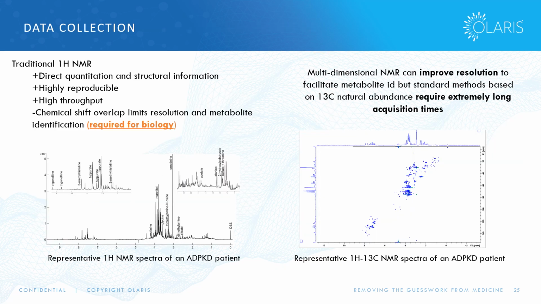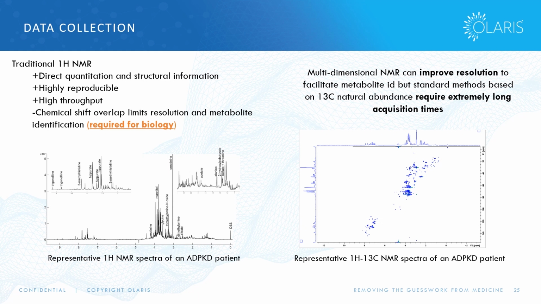Traditionally, in metabolomics, 1D NMR was used because it can give a direct quantitation. It can still give you structural information. It's highly reproducible. It's high throughput. You can get a spectra in very few minutes, and you have all the information that you need there.